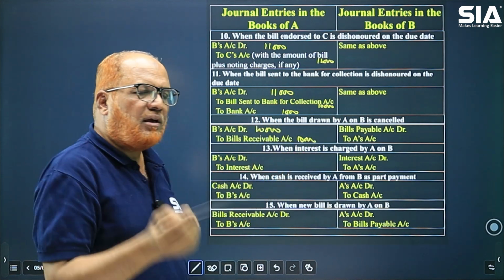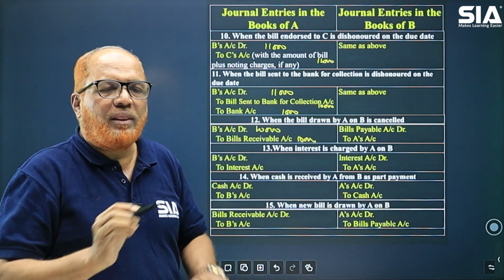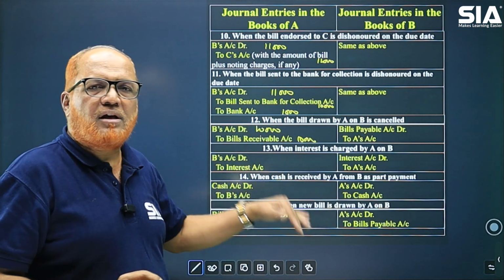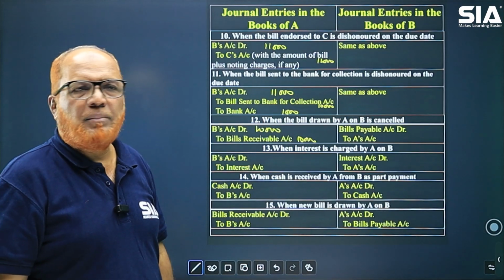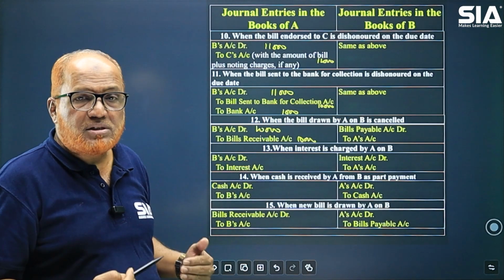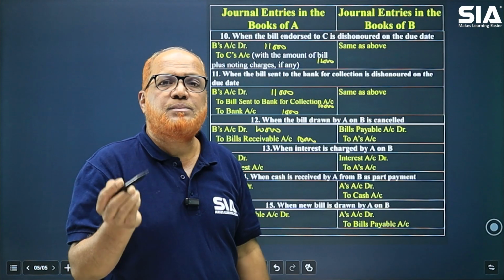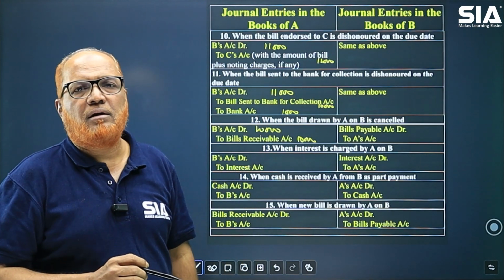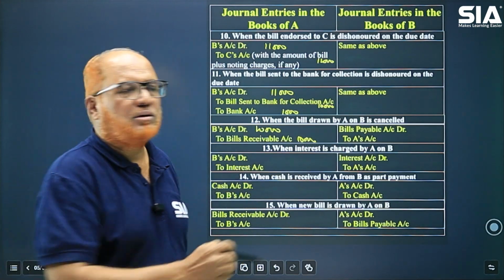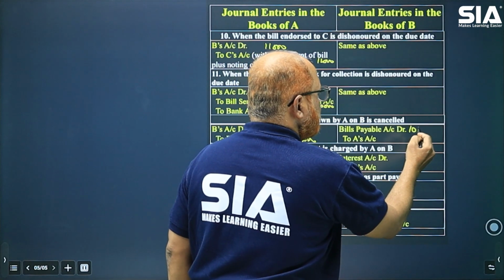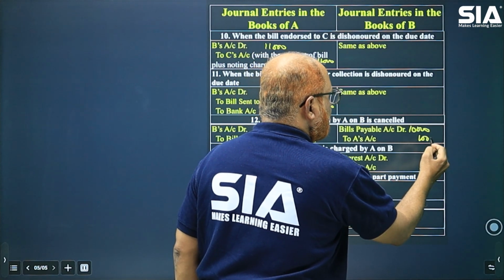When he received the bill, he has debited the bills receivable. When the bill is cancelled, he will credit the bills receivable. But debit is given to B because he has to receive the amount. Here, bills payable account debtor to A's account 10,000.